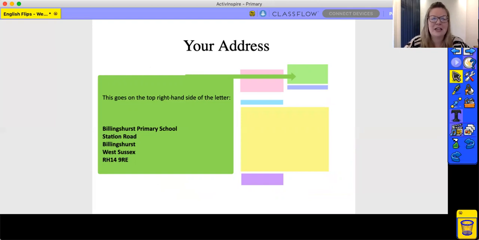Remember that for proper nouns, i.e. names of places, we have to use a capital letter. So Billingshurst Primary School, Station Road, Billingshurst, West Sussex, all begin with a capital letter. And then a postcode is written completely in capital letters. Please fill this into the top green box now on your plan.